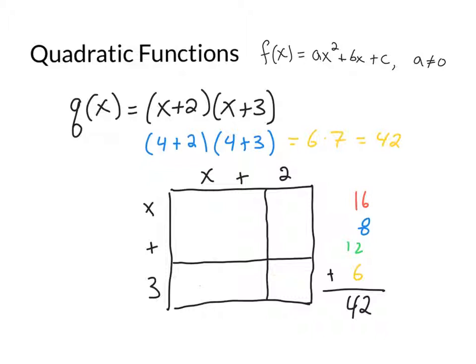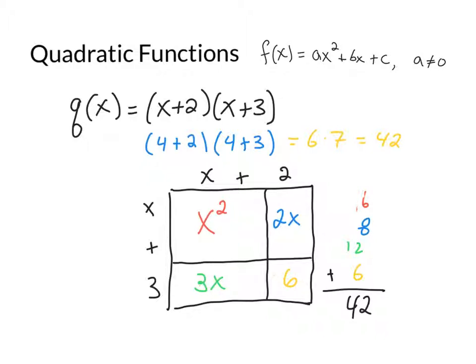All right, so the first one, x times x, well, that's x squared. And then x times 2, well, that's 2x. And then x times 3, well, that's 3x. And then 2 times 3, that's 6. So this looks a little bit familiar to me. It should look very much like what we just did with our foiling.